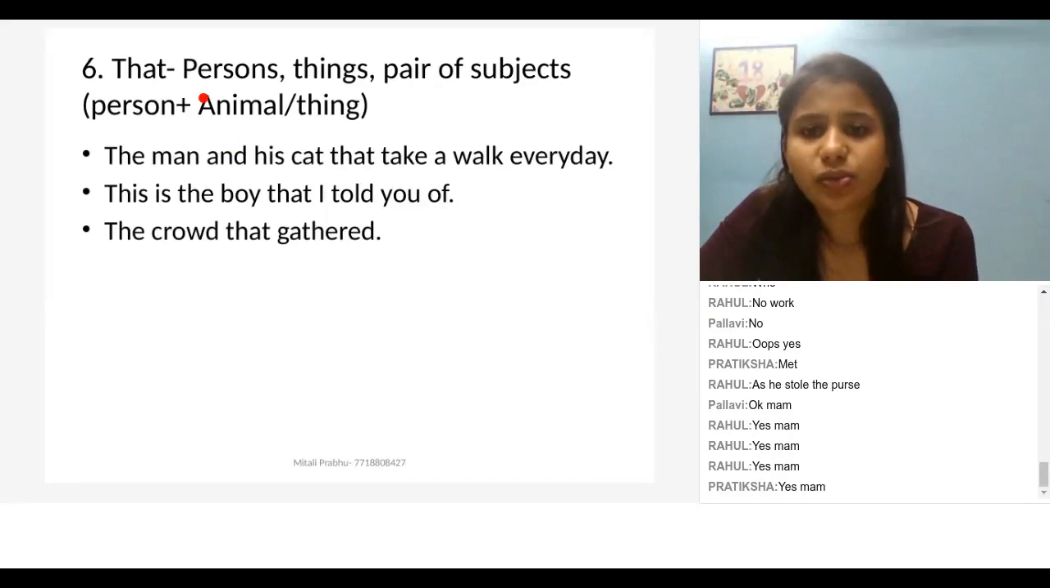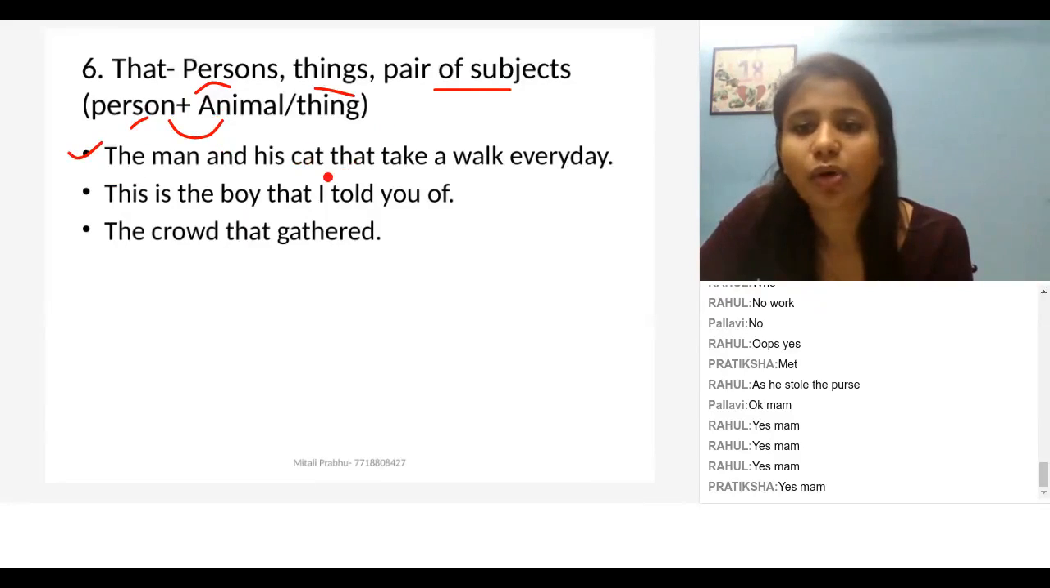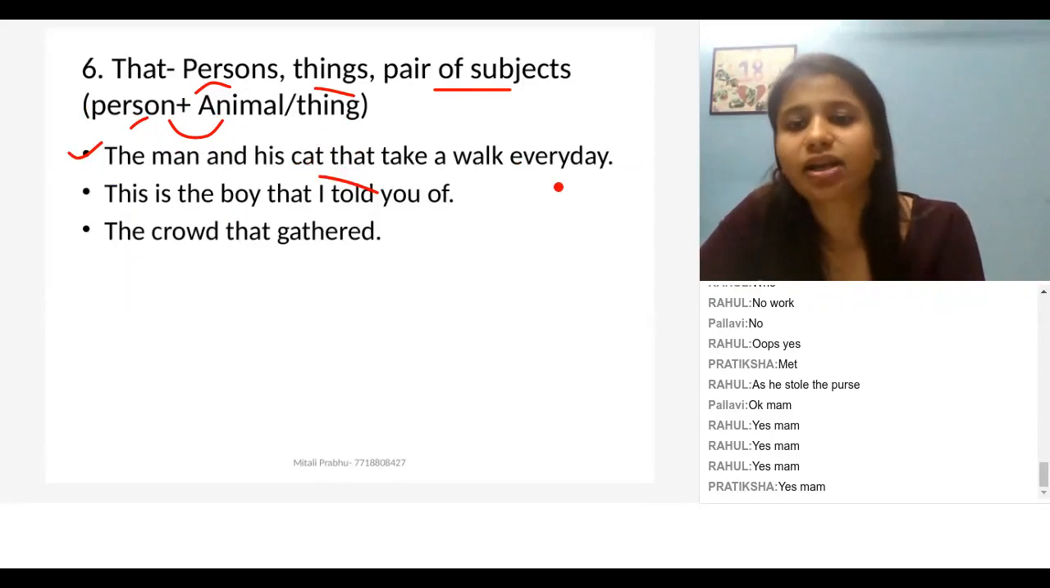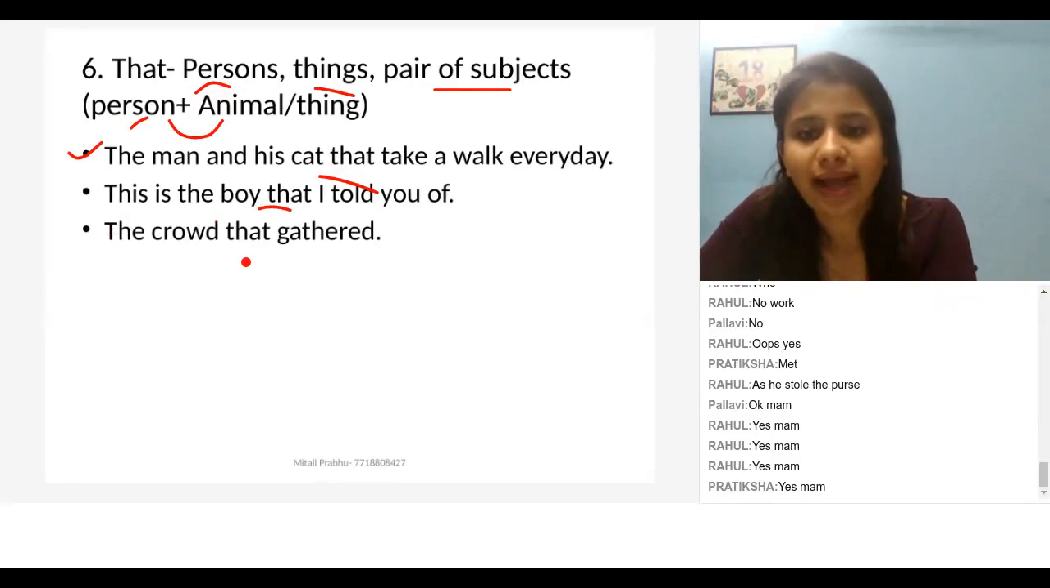Now that is used for persons again, for things, for a pair of subjects. Okay, or for person plus animal in combination. When you have person plus animal, you use this. The man and his cat that take a walk every day. Then you will not have a which here. Okay, the person and his cat that take a walk, or this is the boy that I told you of, the crowd that gathered.